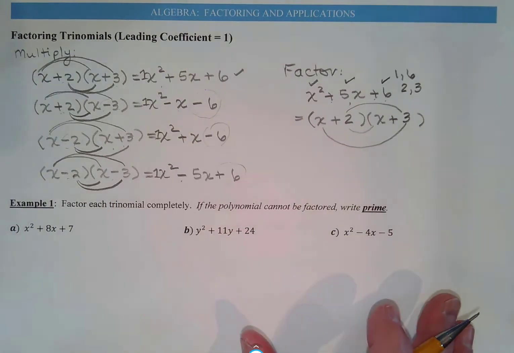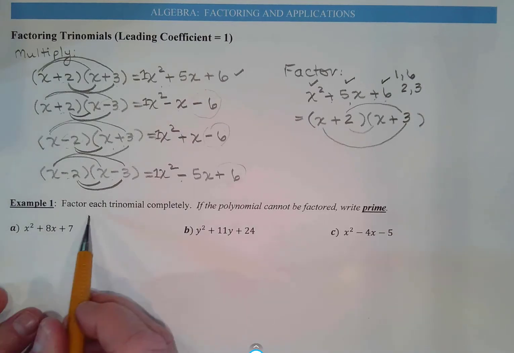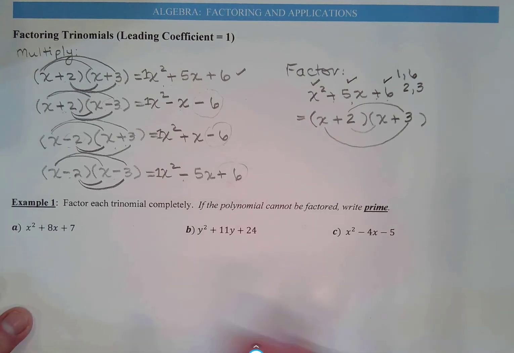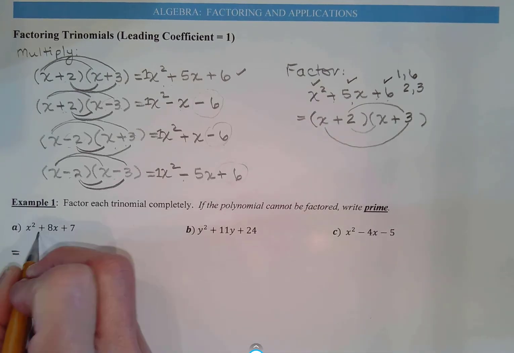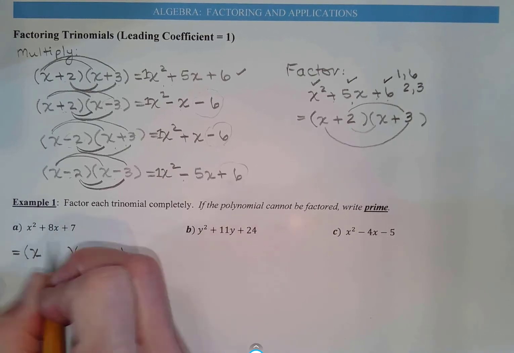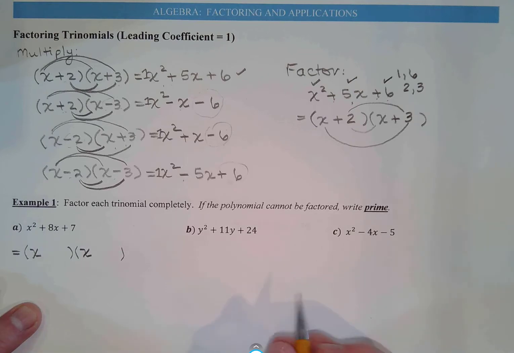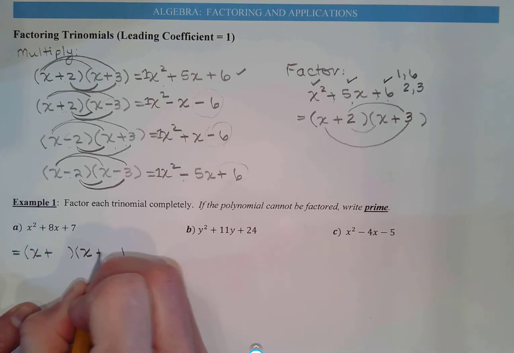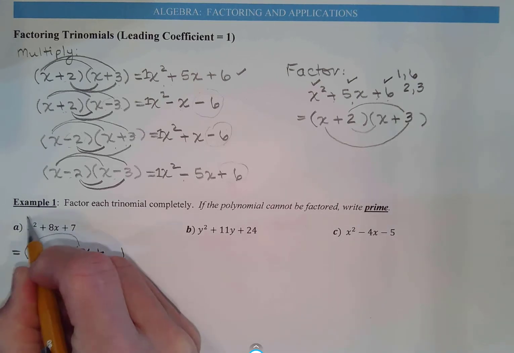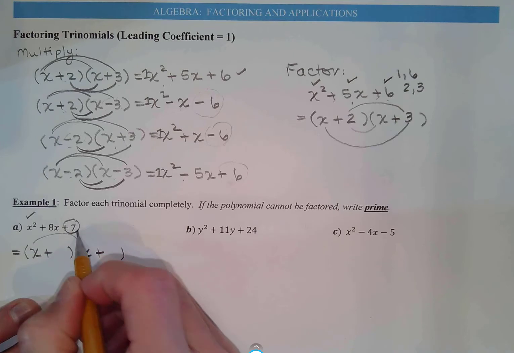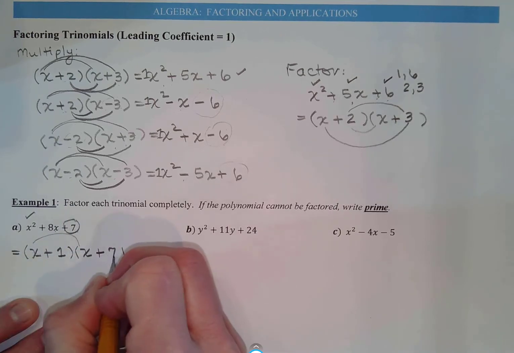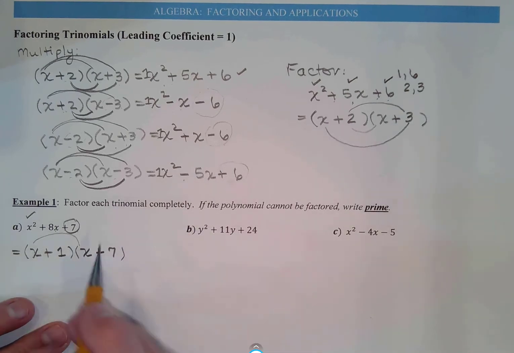Factor each trinomial completely. If the polynomial cannot be factored, we say that it's prime. In part A, notice that these are all plus symbols within our trinomial. And so we know that when we factor, to use plus symbols. x times x gives x squared. Now our question is, what are factors of 7 that sum to 8? Well, 7 is prime, and so we really have no options here. If this factors, we must factor it as x plus 1 times x plus 7.